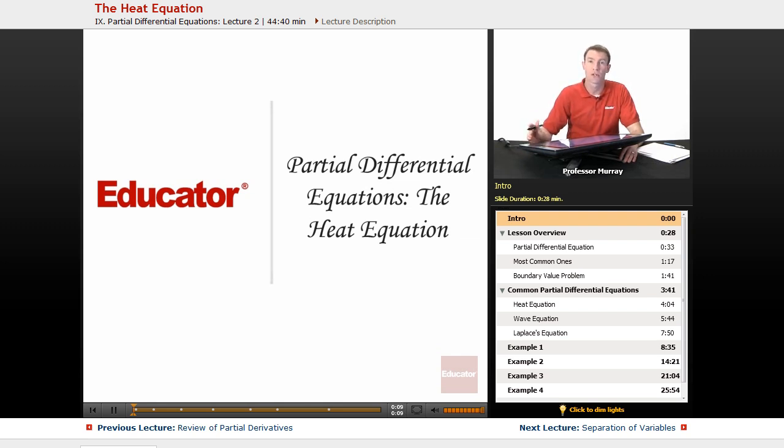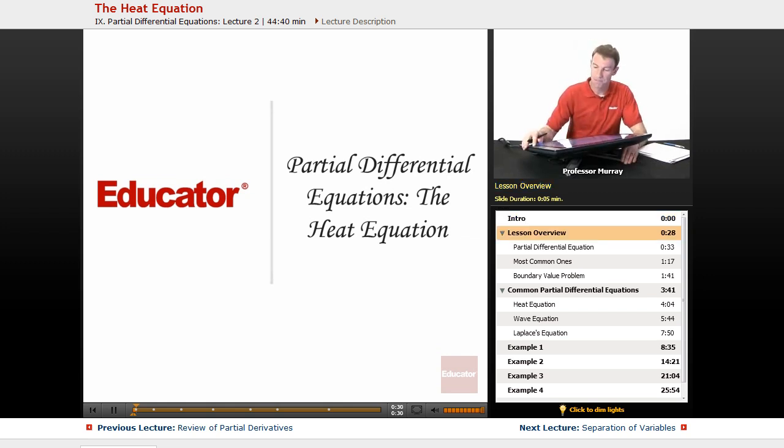We're going to meet some of the most common partial differential equations today, and we're going to focus on the heat equation. We're going to look at boundary value problems and some of the associated conditions that are often given as part of a package with partial differential equations, and we're going to learn how to interpret each one of those conditions in terms of a physical setting.